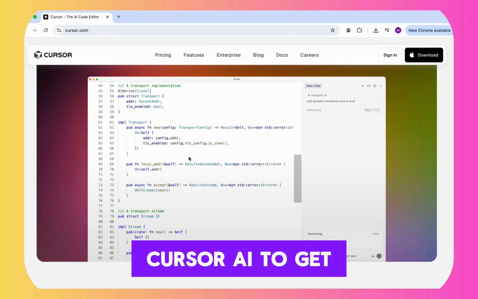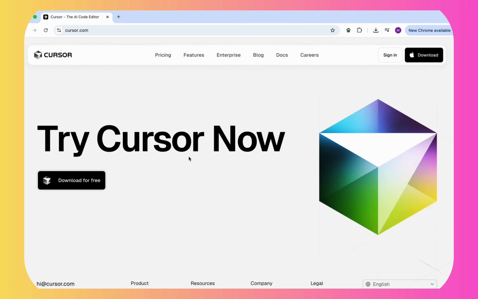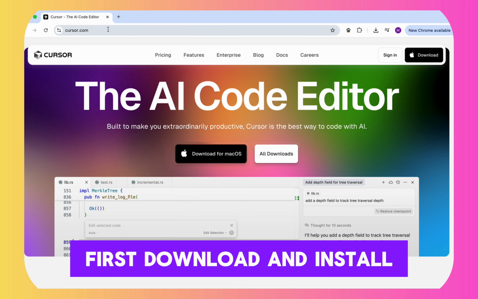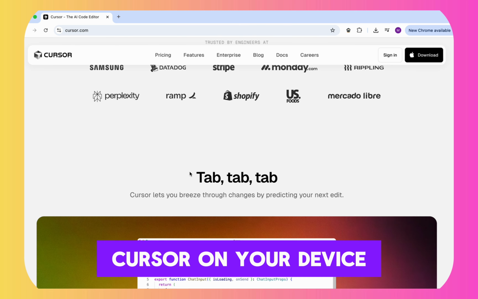How can I use Cursor AI to get trading advice? I achieved 1000% profit using this every day. First, download and install Cursor on your device.